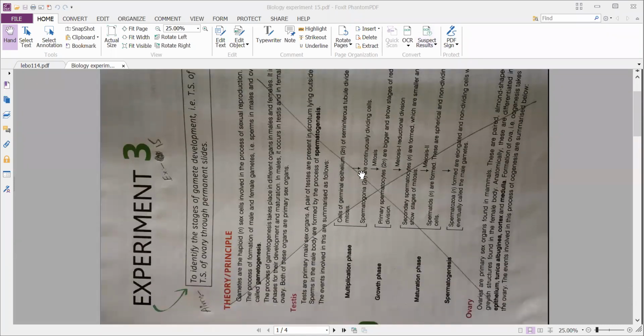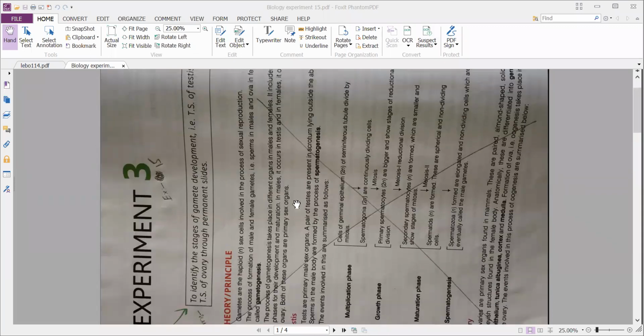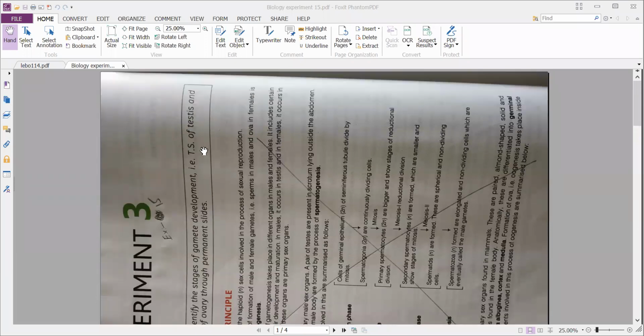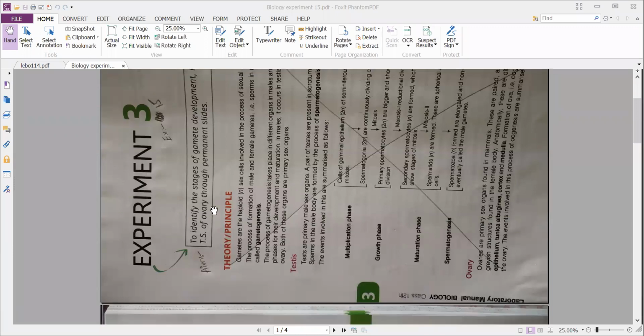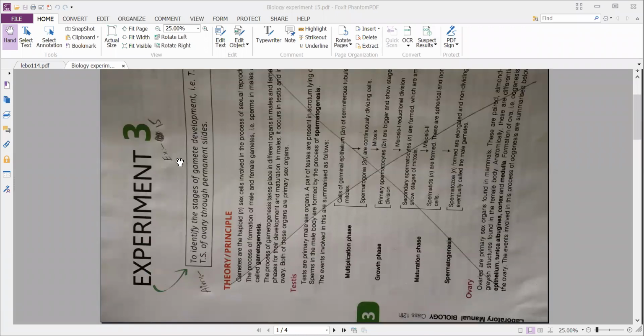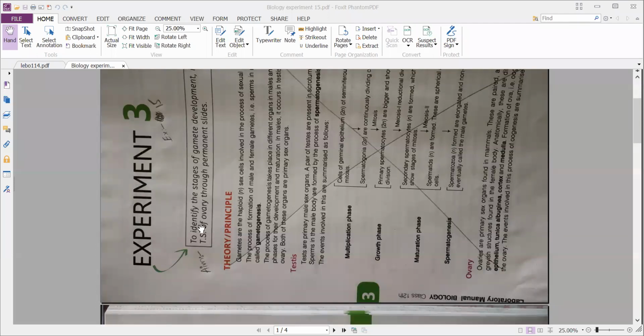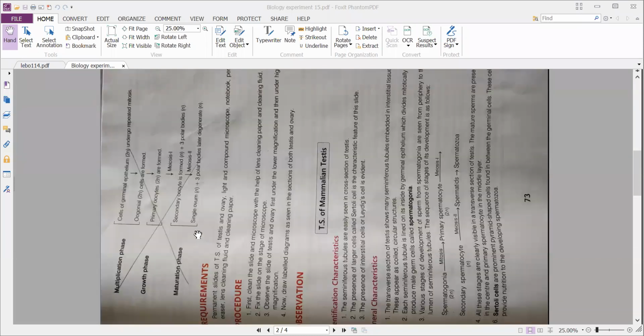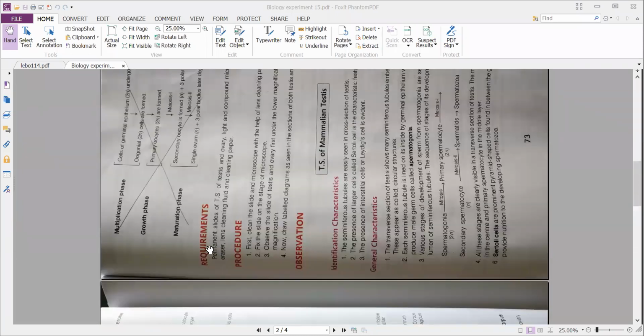Okay, we can see here experiment number 15. The aim is to identify the stages of gamete development, that is a TS of testis and a TS of ovary through permanent slides. That is the aim, and the experiment number is 15. You can see the aim, and next after the aim, you can go with the requirement.